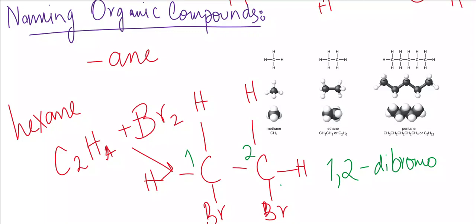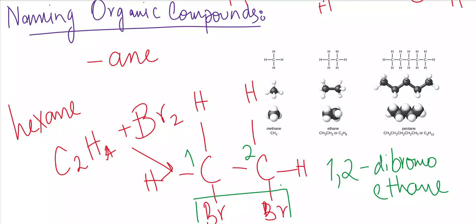So 1,2-dibromo, and the compound is ethane, as it contains two carbon atoms and a single bond is present in it, so you call it ethane. The chain, that is the parent chain, is ethane. So this is the process of naming the addition product of ethene and bromine. The product has two carbon atoms joined by a single bond, so it is named after ethane, and the molecule contains two bromine atoms, as you can see here, so you use the prefix dibromo.